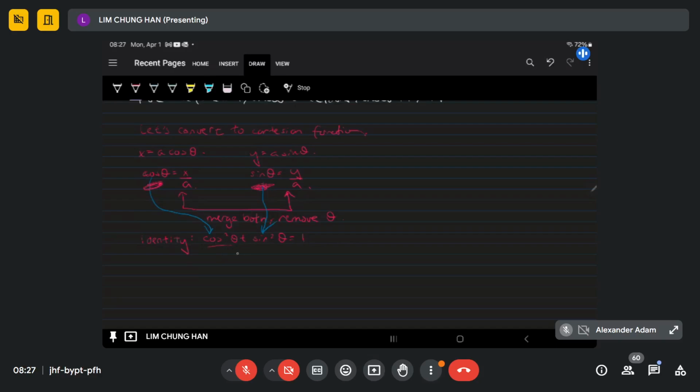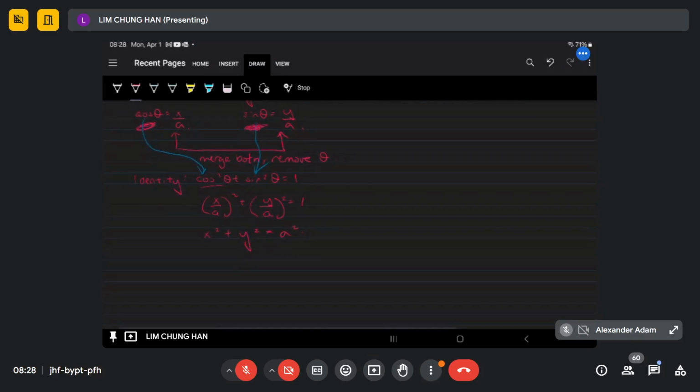So it's x over a, but don't forget the squared. And sine theta is y over a, and don't forget your squared, and both equal 1. Next, we simplify this. So x squared plus y squared equals a squared. Agree? Yes. Okay, good.